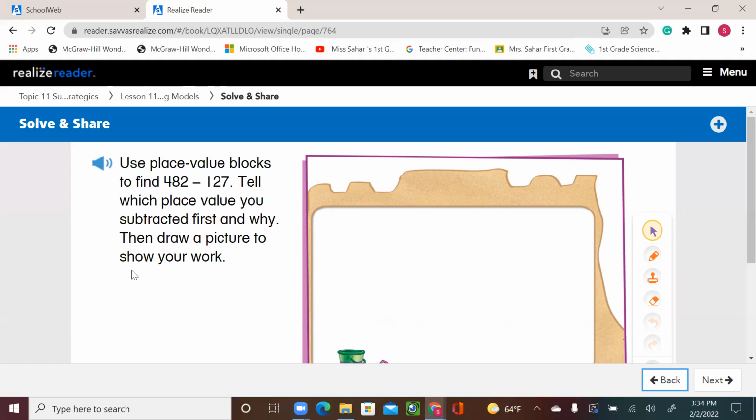and use the same strategy to answer this question. Use place value blocks to find 482 minus 127. Tell which place value you subtracted first and why. Then draw a picture to show your work.